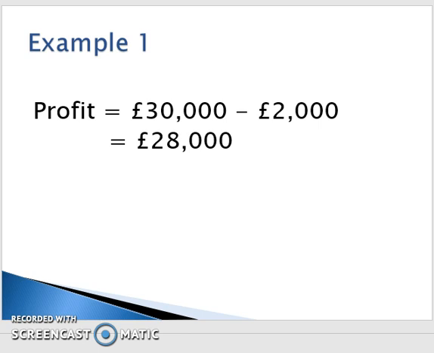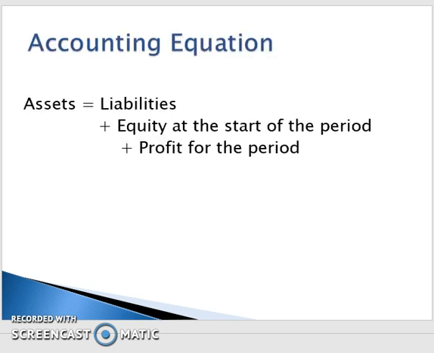Now consider the accounting equation. If you're not familiar with this, follow the link at the end of the slides. The accounting equation tells us that the assets of a business are equal to the liabilities plus the equity, which is the money owed to the owner or shareholders. The equity would be the equity at the start of a period plus any profit that has been added during the period.